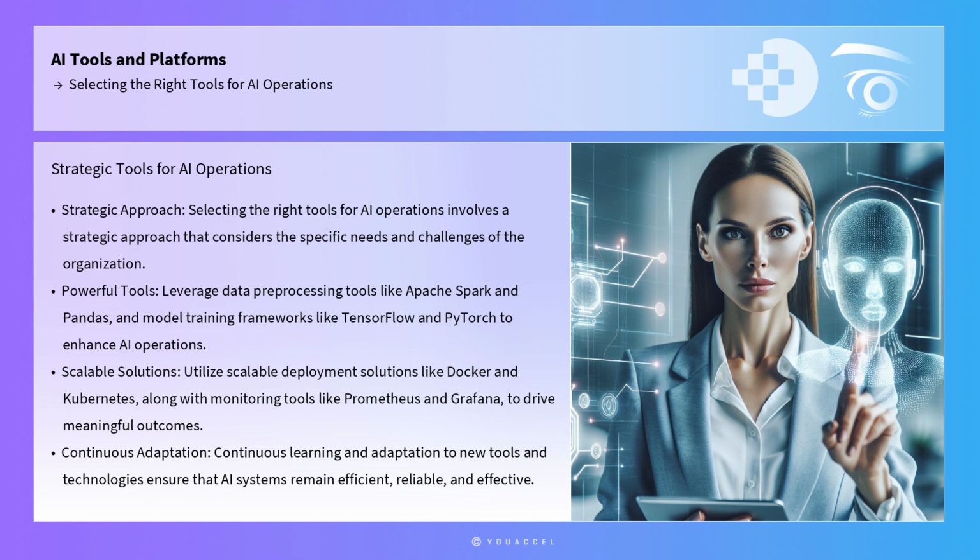In conclusion, selecting the right tools for AI operations involves a strategic approach that takes into account the specific needs and challenges of the organization. By leveraging powerful data preprocessing tools like Apache Spark and Pandas, robust model training frameworks like TensorFlow and PyTorch, scalable deployment solutions like Docker and Kubernetes, and comprehensive monitoring tools like Prometheus and Grafana, professionals can enhance their AI operations and drive meaningful outcomes. Continuous learning and adaptation to new tools and technologies are imperative in this dynamic field, ensuring that AI systems remain efficient, reliable, and effective in delivering insights and value.